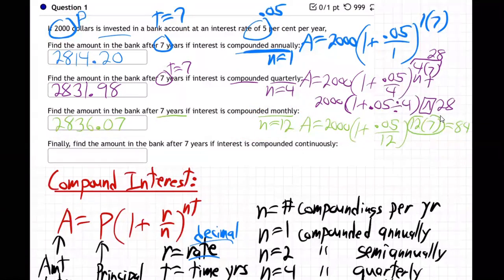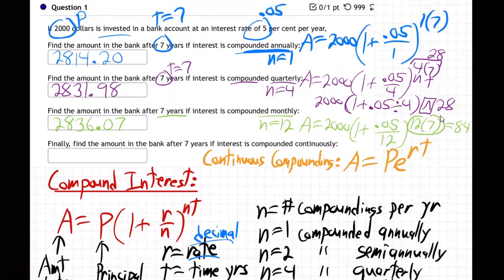Now, finally, they're saying compounded continuously. Now, what's that? That's a whole different formula. So let me give it to you. It's actually an easier formula. For continuous compounding, you use A equals P e to the RT. I call it the PERT equation. So you see all the P, the R, and the T, but you use the E, like that special E.